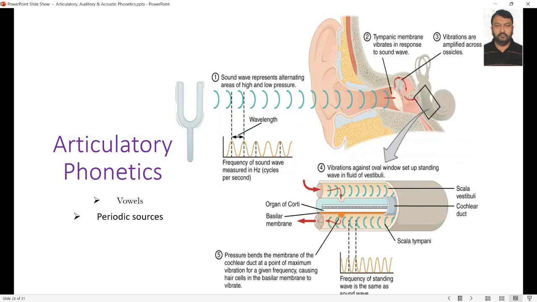Periodic sources. Non-vocal fold vibration, 20 to 40 Hz, cycles per second. Vocal fold vibration. Lower limit, 70 to 80 Hz modal, bass, 30 to 40 Hz creaky. Upper limit, 1170 Hz, soprano. Vocal fold vibration.